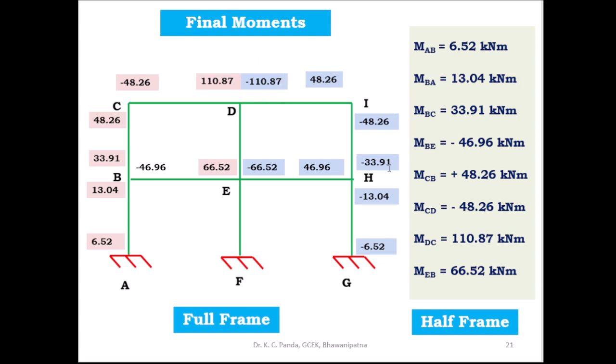So this is the moment of the full frame. Here you analyze half portion of the frame, and for the full frame you put the value in opposite side. Then after knowing the moments, you keep the direction of the moments. As you know, for positive moment the direction is clockwise, and for negative moment the direction is anti-clockwise. So as per sign convention, here you put the direction of the moment.